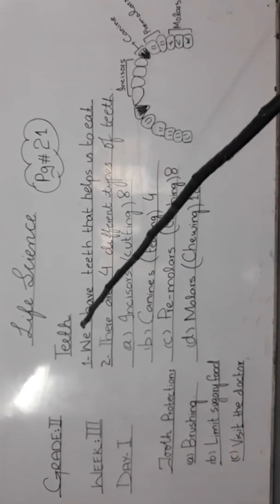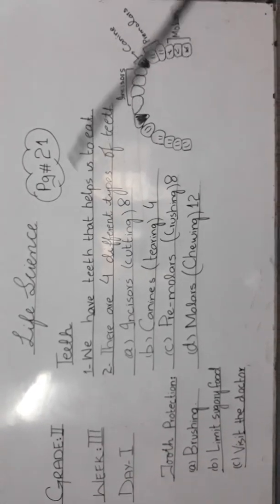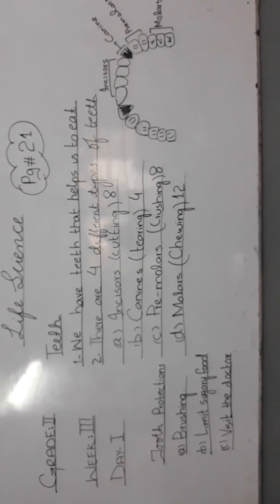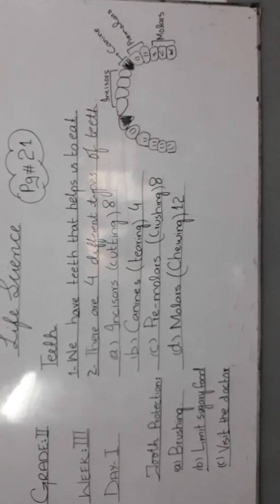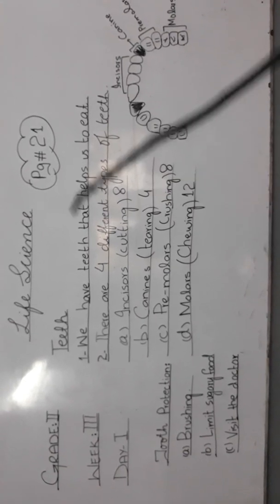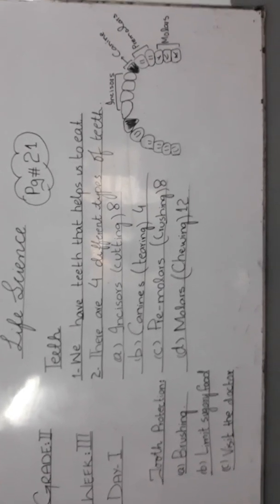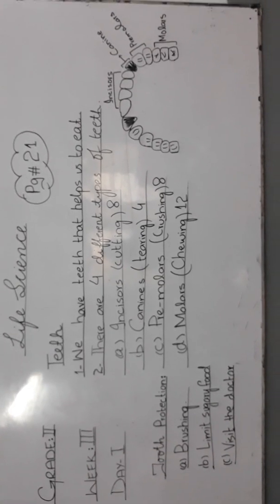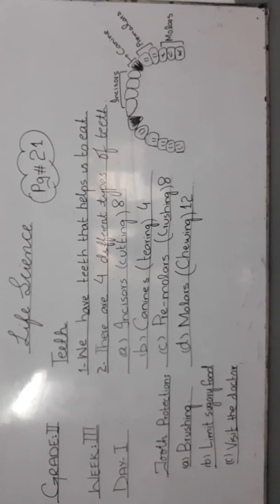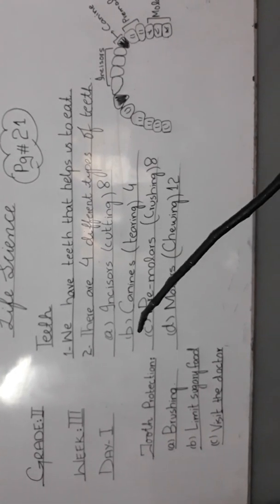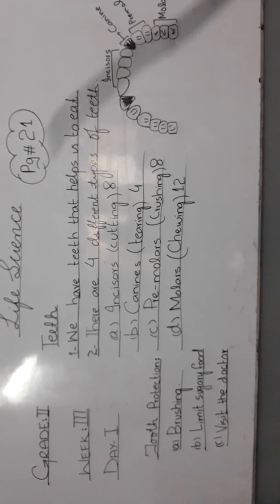First of all, why do we use teeth? We have teeth that help us to eat. We utilize our teeth to help us eat any kind of food. There are 4 different types of teeth in our mouth: A, B, C and D.